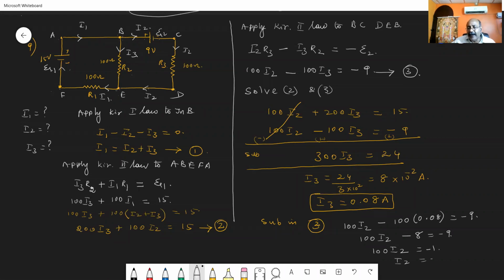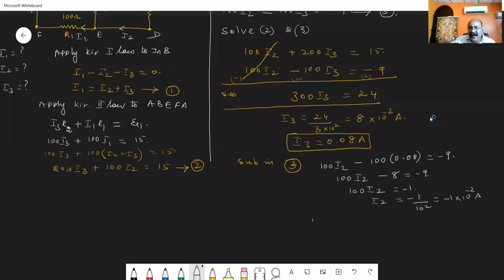Or I2 will be minus 1 divided by 10 power 2. Taking it to the numerator, I can write minus 1 into 10 power minus 2 ampere. Or I can get I2 equal to, when I am multiplying 0.01 ampere with one negative sign, minus of 0.01 ampere as the value of I2.